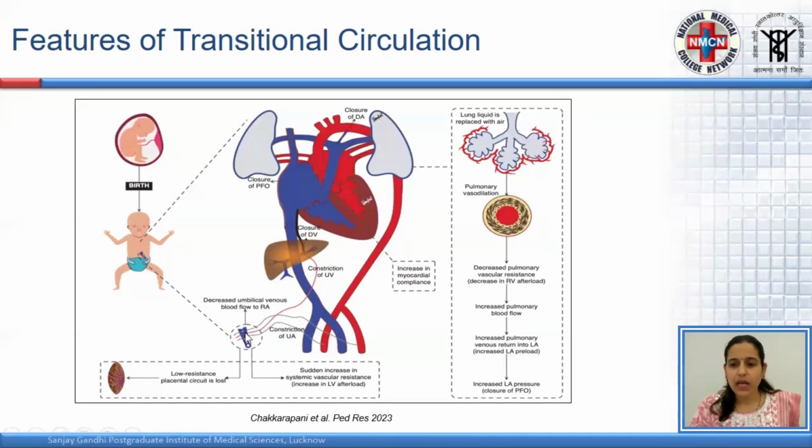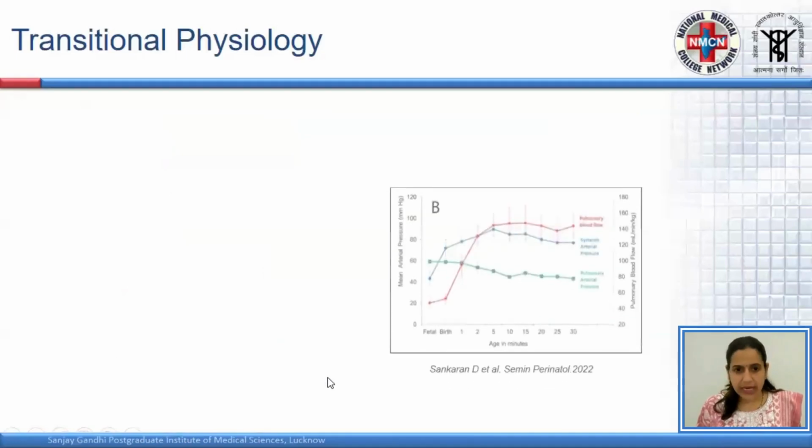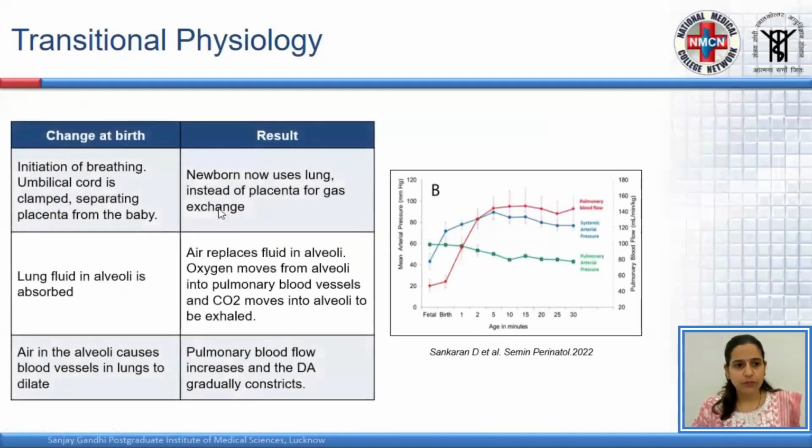And since the cord has been clamped, the low resistance placental circuit is lost. And with the constriction of the umbilical arteries, there is an increase in the systemic vascular resistance. So we saw that at the time of the birth, there are these important changes that take place. With initiation of breathing and the clamping of umbilical cord, the newborn will now use lungs instead of placenta for the gas exchange.